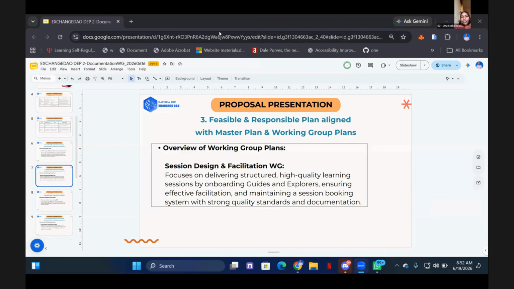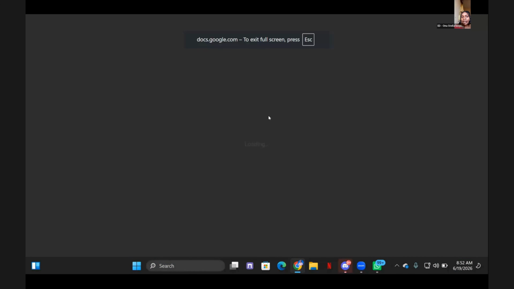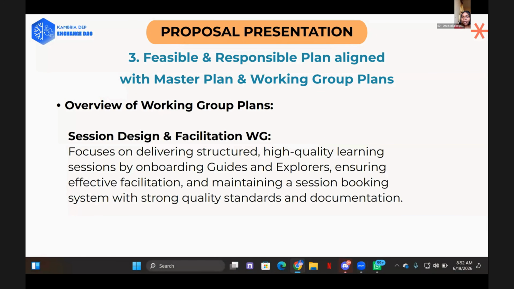Yeah, so the first one we have here is the session design and facilitation working group, which focuses on delivering structured, high-quality learning sessions by onboarding guides and explorers, ensuring effective facilitation, and maintaining a session booking system with strong quality standards and documentation. This is going to enable us so that when these people get onboarded, the sessions are properly designed and well structured, so it doesn't look like we don't know what we are doing.